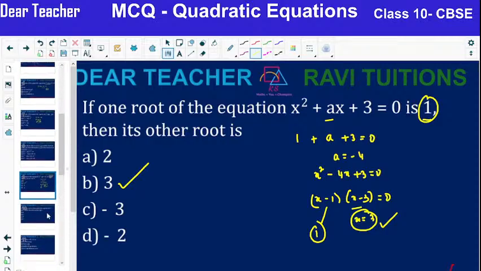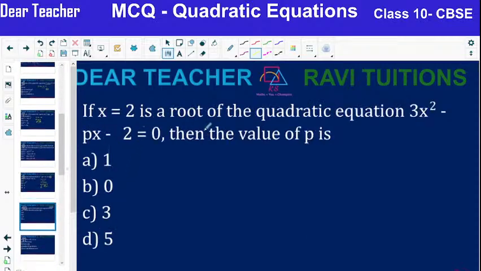Next, x is equal to 2 is the root of the quadratic equation 3x square plus px minus 2, then the value of p. So 3x square minus px minus 2 is equal to 0. One root is 2. Root means if you substitute in this, the equation should get satisfied.